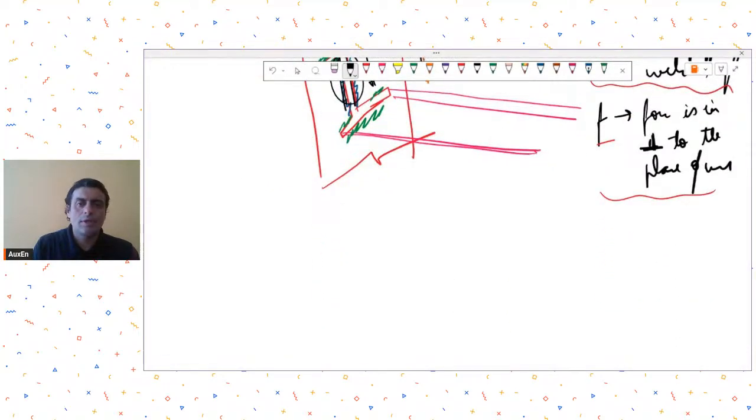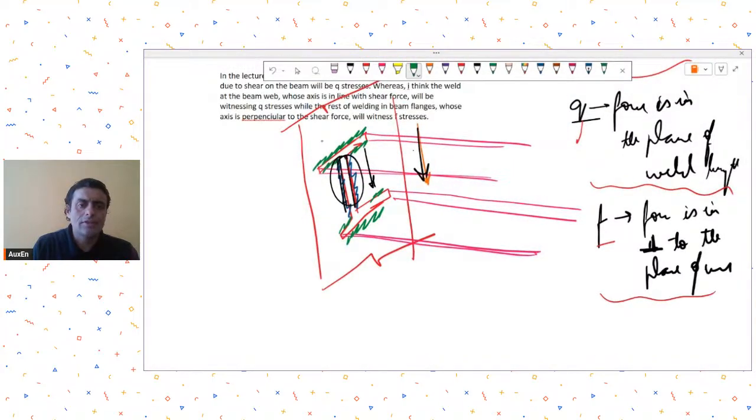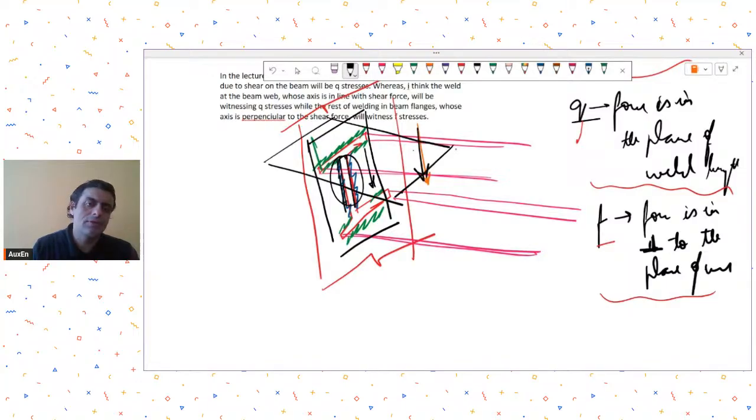How do I explain? I think you are able to understand. In fact, this is the plane. If I were to draw, this is the plane, in plane. If I were to draw perpendicular, it would be something like this. So if the forces were perpendicular to the plane of the weld, it would be like this.